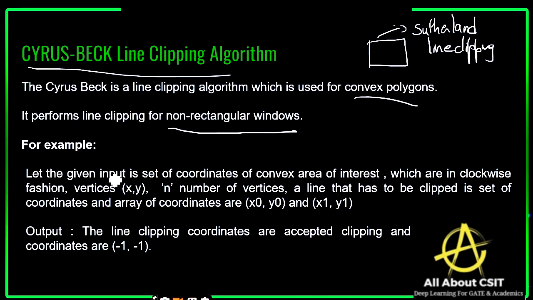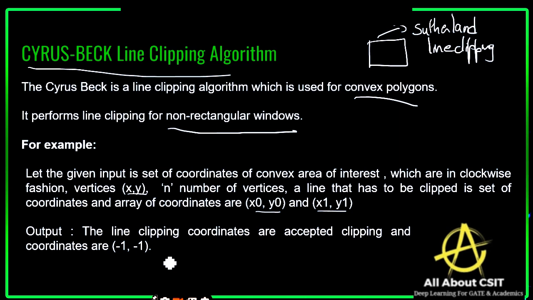Consider an example. Let the given input be a set of coordinates of the convex area of interest, which are in a clockwise fashion. The vertex x comma y, and n number of vertices are there. A line that has to be clipped is a set of coordinates, an array of coordinates x0, y0 and x1, y1. Then what will be the output? The accepted clipping coordinates are the line clipping coordinates, and for rejected clipping the coordinates are -1 comma -1.